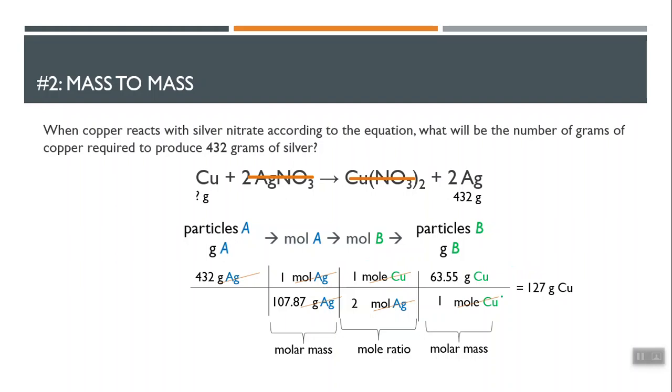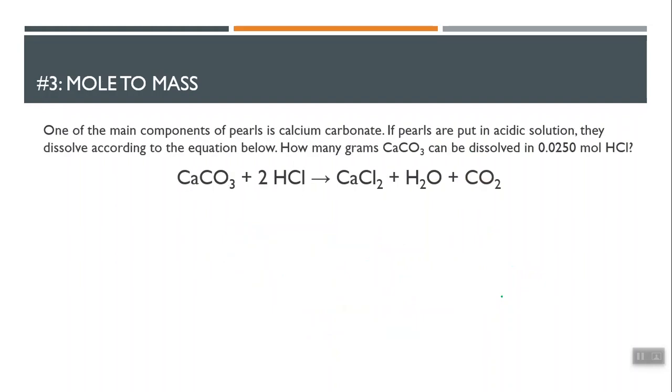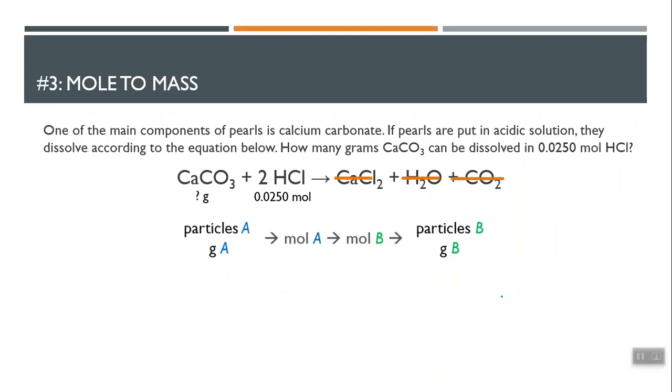All right, last example. One of the main components of pearls is calcium carbonate. If pearls are put in acidic solution, they dissolve according to the equation below. How many grams of calcium carbonate can be dissolved in 0.0250 moles of HCl? So what are they giving us? They're giving us 0.0250 moles of HCl. They want grams of calcium carbonate. Everything else, again, ignore. All right, so we're going to bring up our picture.